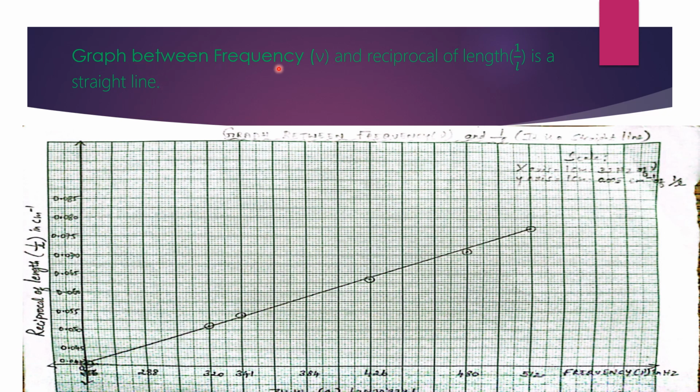When you draw the graph between frequency and reciprocal of length, 1 by L, we get a straight line. That means we plot the frequency 256, 288, 320, 341, 384, 426, 480, 512 along the x-axis and the reciprocal of the length along the y-axis. So when the frequency goes on increasing, 256, 288 like that, the reciprocal of length also increases. That means we get a linear straight line.